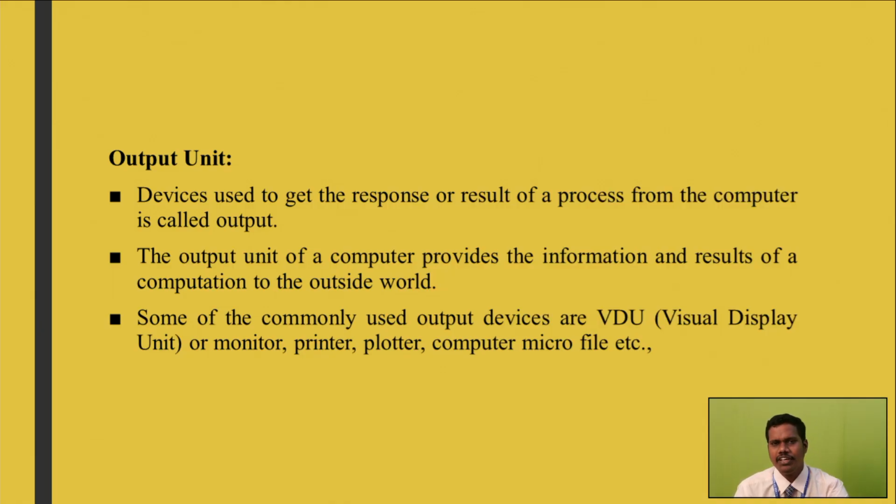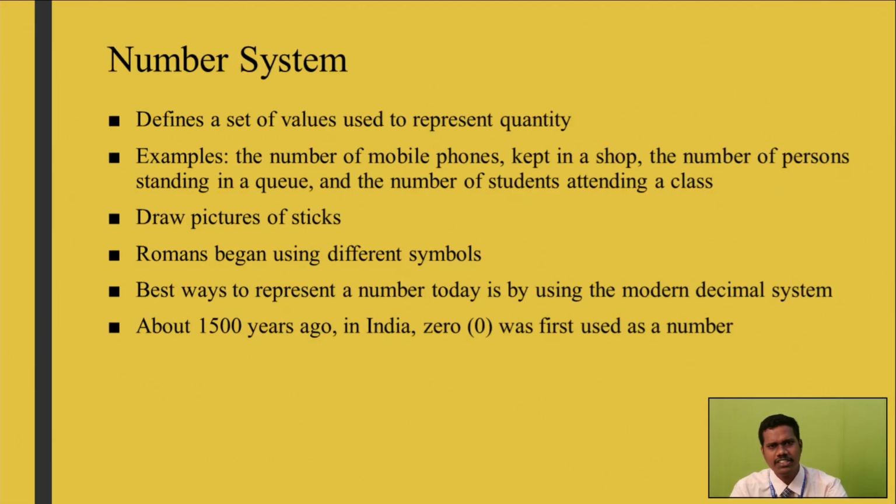Except for the monitor, we have two more primary output devices. First one is the printer, second one is the speaker. So these two are some other common output devices used nowadays.